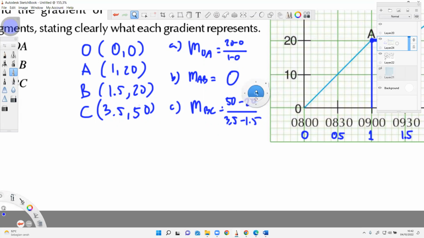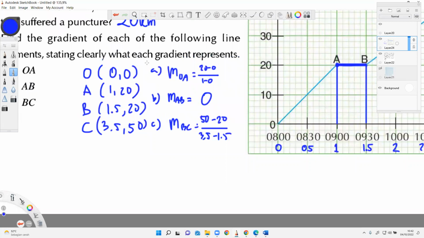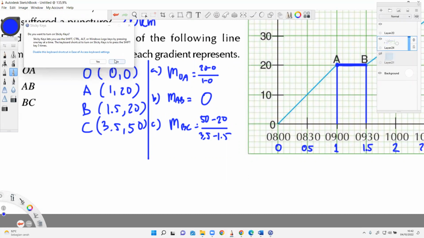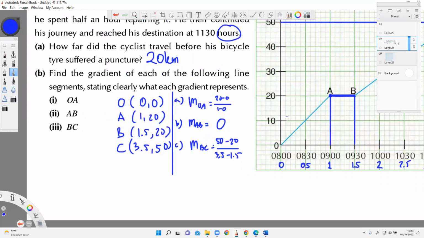Any questions so far? No? Is everything understandable? Please let me know, guys. If you have any difficulties, don't hesitate to ask. Yes? Yeah, sure. You need to look at the graph to find when the tire has a puncture. No, of course, you have to put it on the graph. Okay, good question. You need to look at the graph.